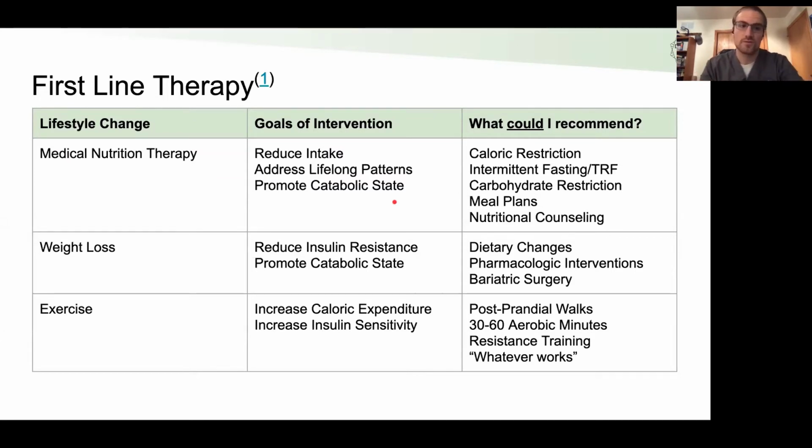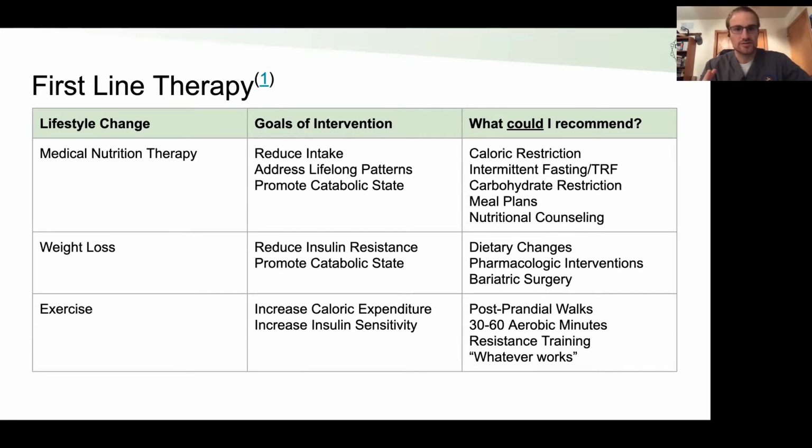So then with the goals of intervention, this categorizes for each one what we're shooting for. For medical nutrition therapy, we want to reduce intake, address the lifelong patterns and habits that are affecting how the person eats and what they eat, and then promote a catabolic state where some of the excess energy storage can get turned into energy expenditure. For the weight loss, we really want to reduce insulin resistance, and we also want to promote catabolism. And then exercise, we're increasing expenditure, but also we're increasing insulin sensitivity without insulin.